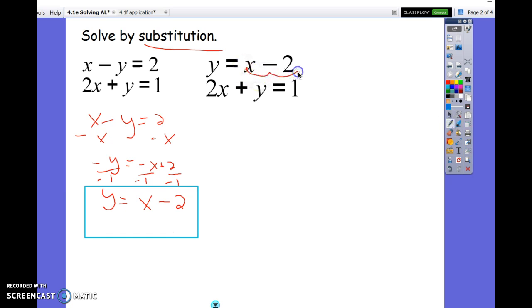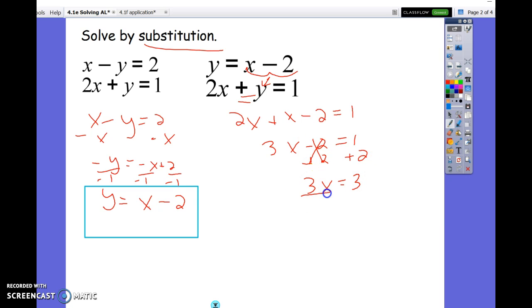So we're going to take what y equals and we are going to plug it into this equation. Since we just have a 1 in front, we don't need to worry about distribution. So when we plug it in, we're going to have 2x plus x minus 2 equals 1. Now x is our only variable, so we just need to solve. 2x plus x is 3x minus 2 equals 1. Well, let's move that 2 to the other side. So 3x equals 3. Divide by 3 on both sides.